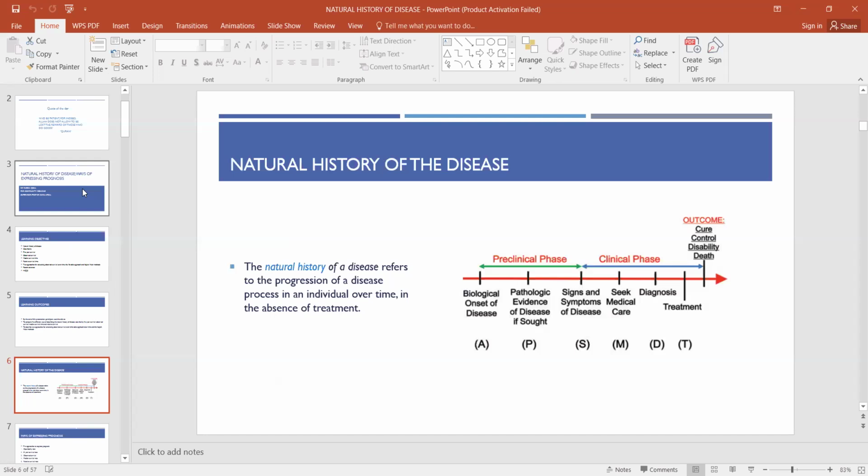Natural history of the disease. The natural history of the disease refers to the progression of the disease process in an individual over time in the absence of treatment. These are the phases: preclinical phase, clinical phase, and outcome. First of all, biological onset of the disease, then pathological evidence of the disease is found. Then signs and symptoms of the disease appear, the patient seeks medical care, diagnosis of the disease is made, and treatment is given to the patient. And this is the outcome: either disease cure, control, disability occurs, or death.